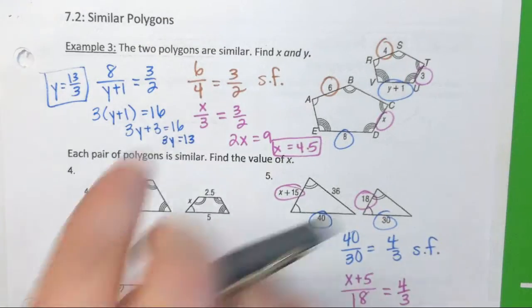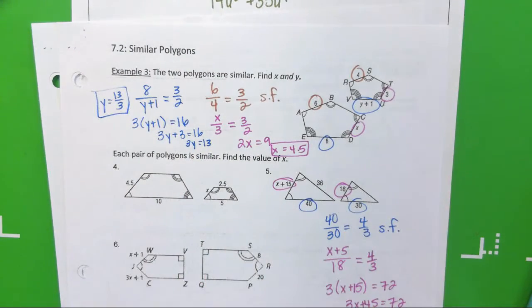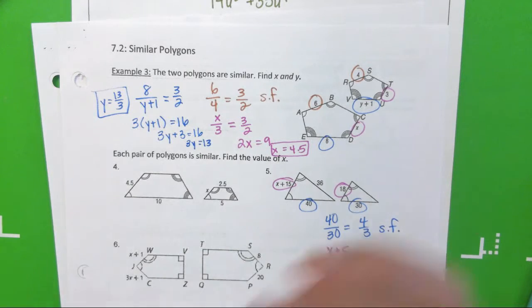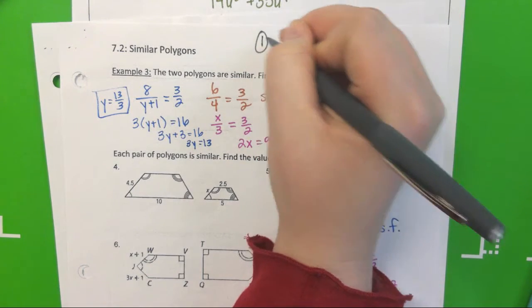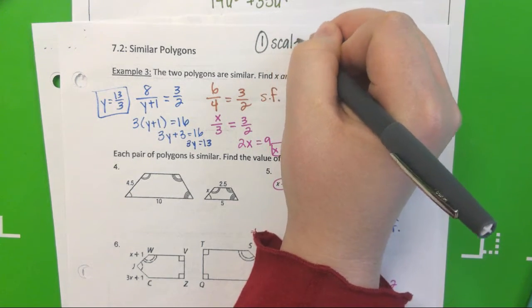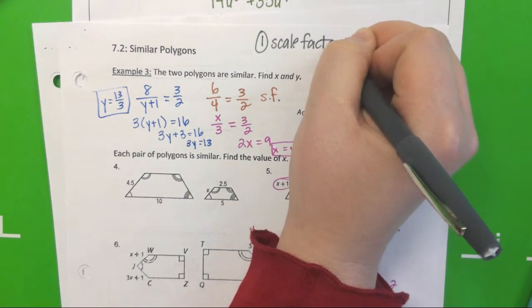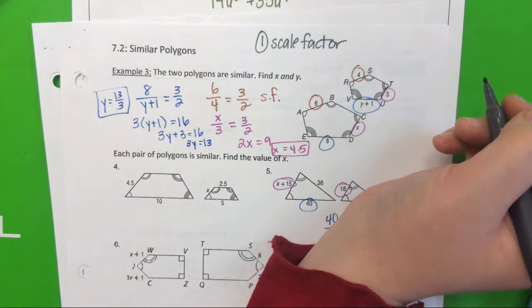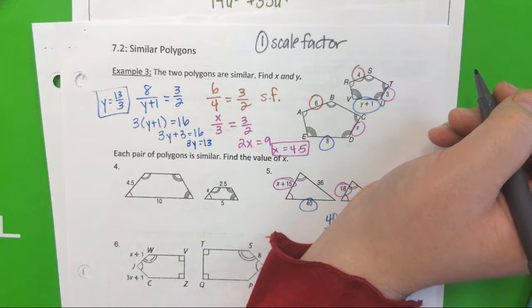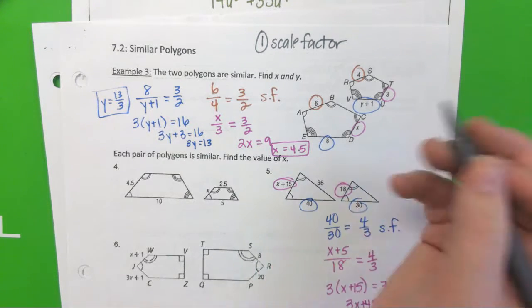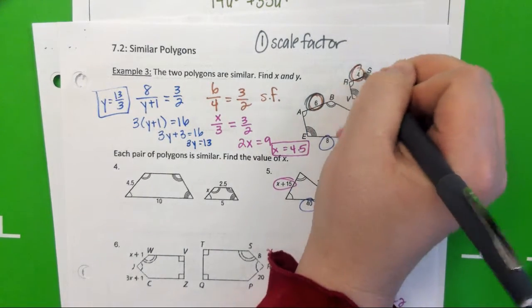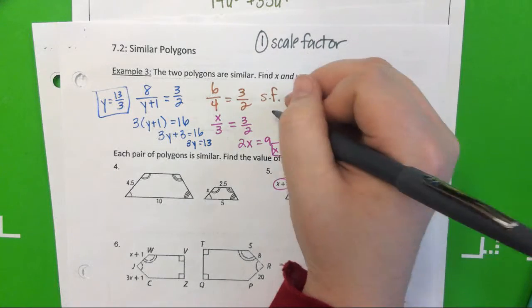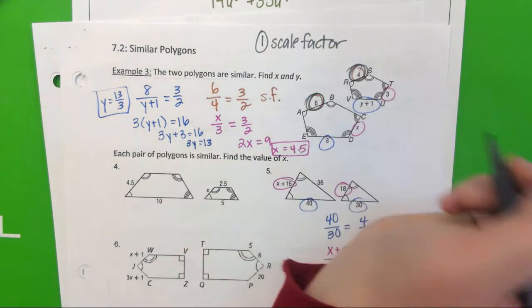I want to go back over this process one last time. And I want to list out steps, because that's where it's starting to make my life a little easier when I list out steps. So the first thing I did in example 3 is I found a scale factor. Now, the only way you can find a scale factor when so many pieces have variables is to find the 2 pieces that don't have variables. And that's why we did 6 over 4 and we reduced that to 3 over 2.